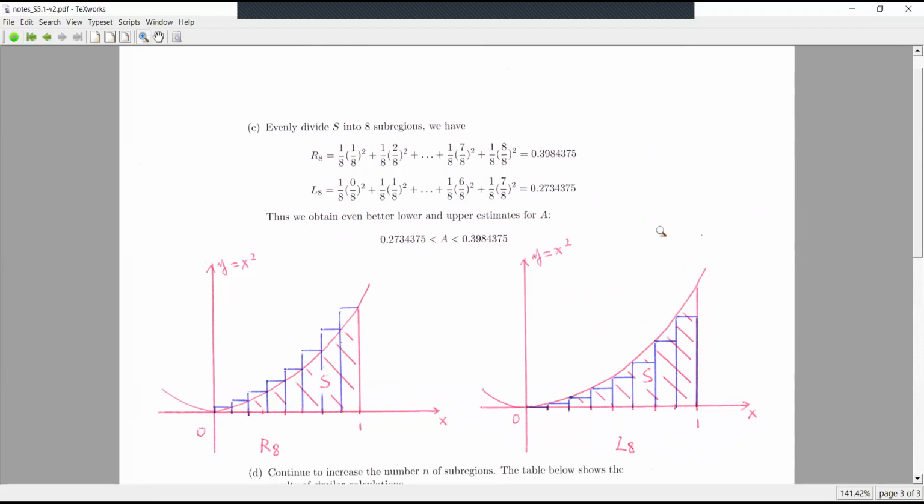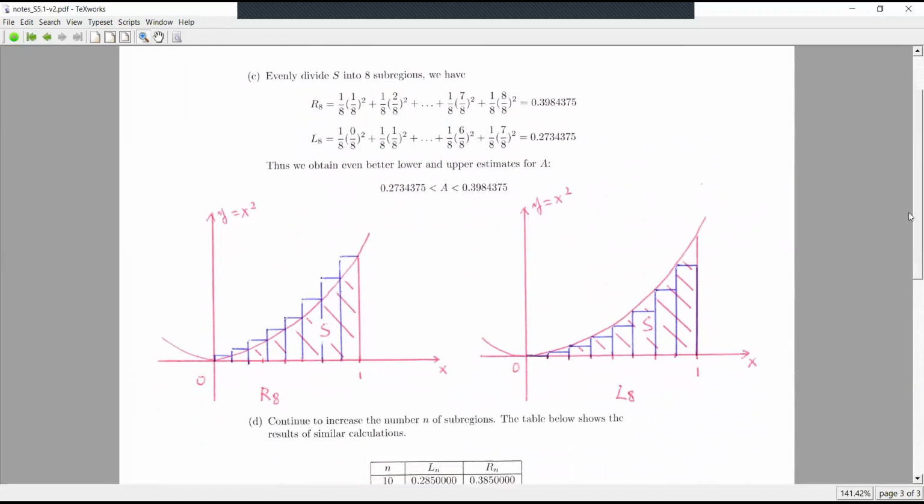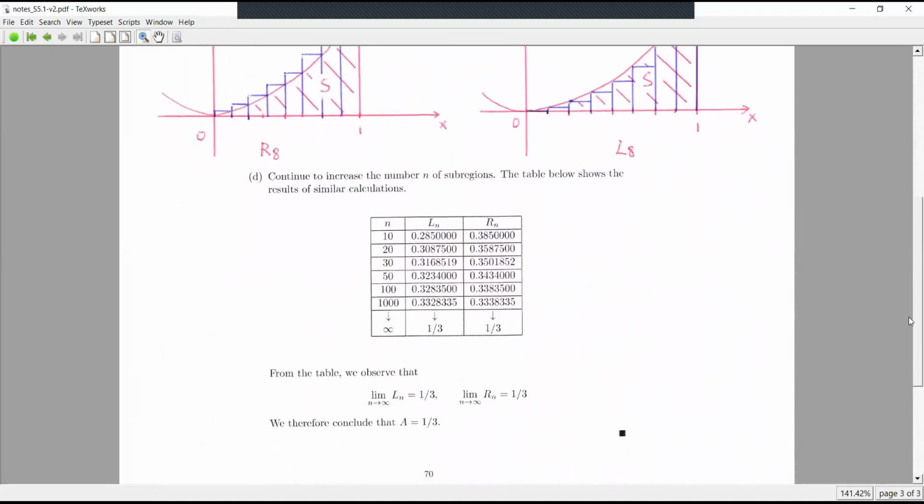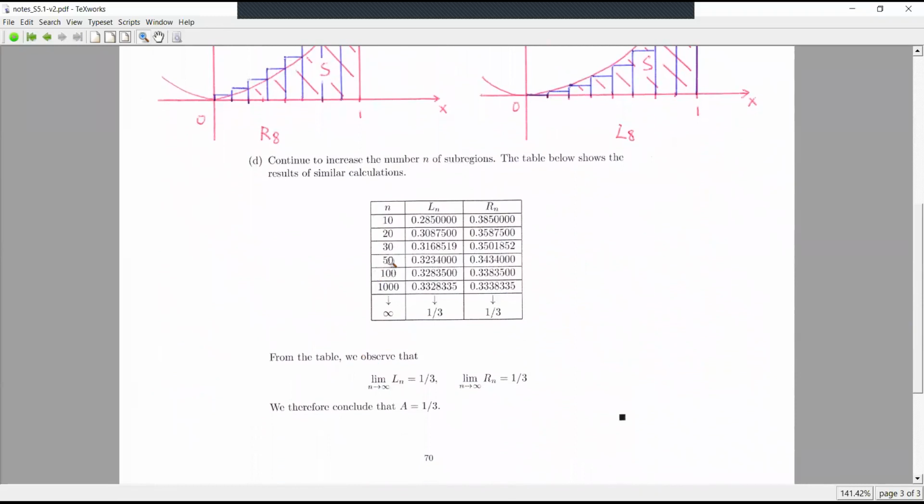Here, in step 4, let me make a table, okay? The first column, N, is the number of rectangles. Here, this is a typo. This should be rectangles. Second column is Ln.